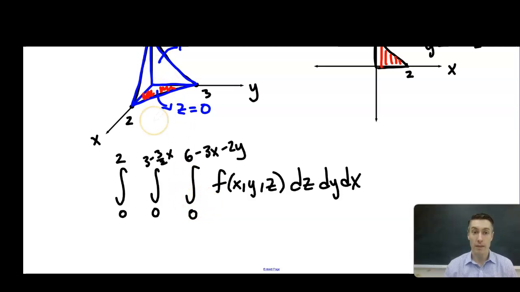Okay. We define the z-equal surfaces. That starts our innermost bounds. Then we look at the shadow. The shadow helps us define the bounds of the outer double integral.